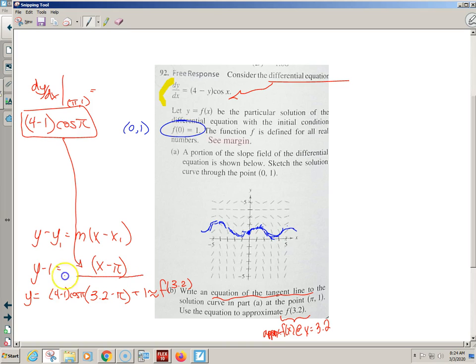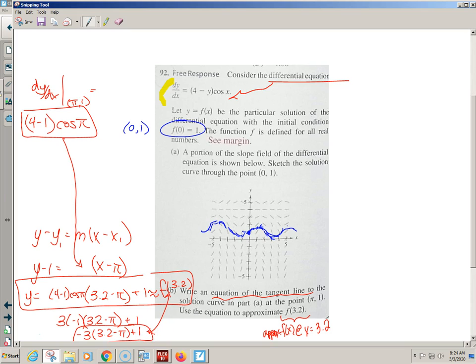And this is how you could totally stick it to the man. But if you want to match it in the back of the book, we should probably do 4 minus 1 is 3. Cosine of pi is something that we should know. Cosine of pi is negative 1. And then I have a yucky 3.2 minus pi, which I don't honestly know. We could pretend like we do, though. That ends up being negative 3 times 3.2 minus pi, plus 1. The approximate of f of 3.2.